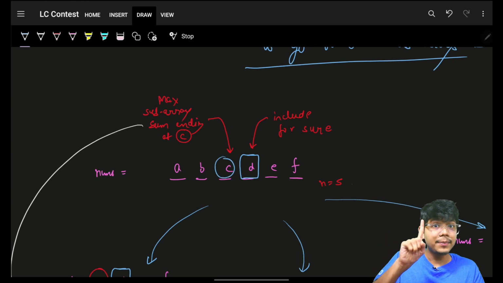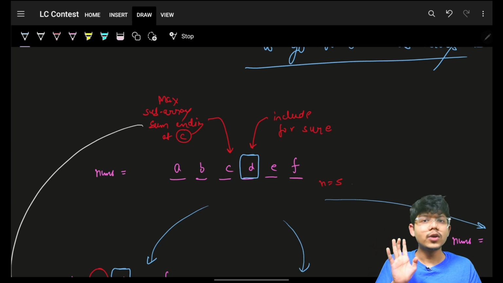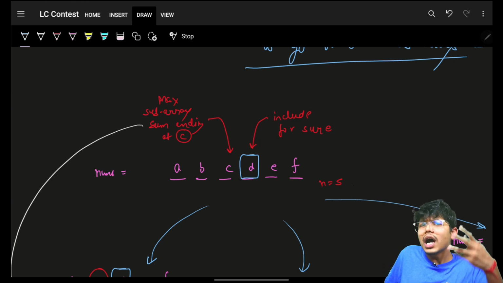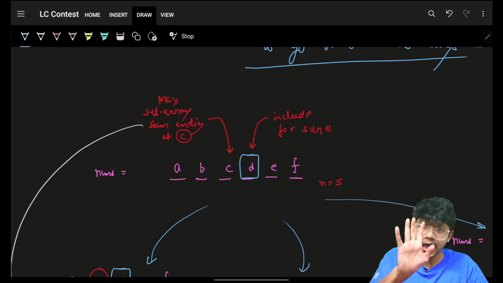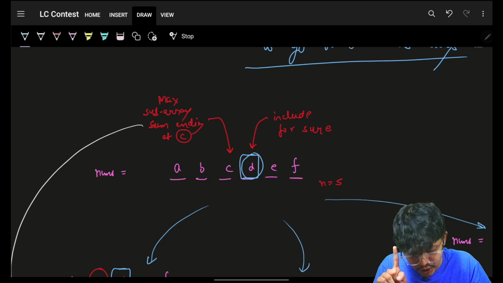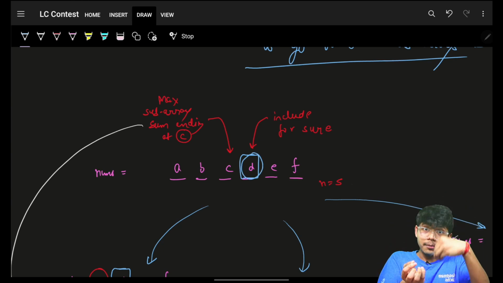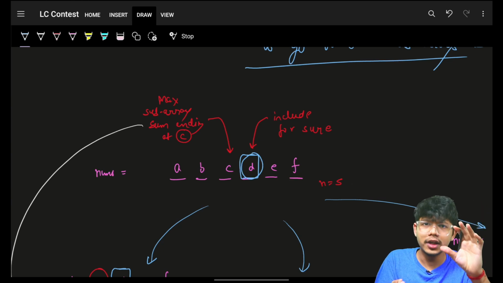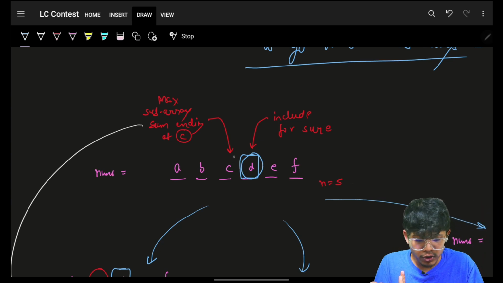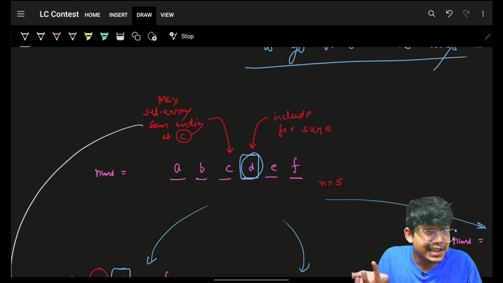I'll go and simply ask my neighbor. Okay, I'll go and ask my C. But Aryan, how would I know that I have to go and ask my C? I got to know one thing, that you will for sure include D in your answer while computing the maximum sum ending at D. You will for sure include D. But how would I know that I will have to go and ask my C for maximum sum?